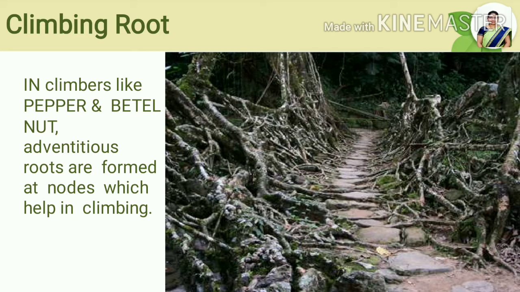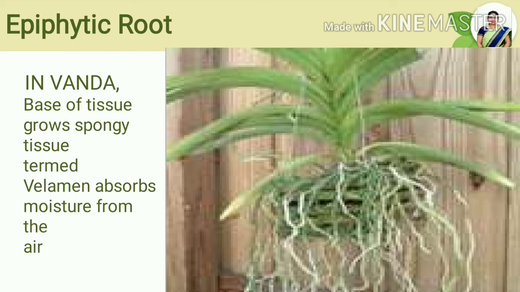Climbing root. In climbers like pepper and betel nut, adventitious roots are formed at nodes which help in climbing. Epiphytic root. Vanda is an example of epiphytic root. The base of the tissue grows spongy tissue termed velamen that absorbs moisture from the air.